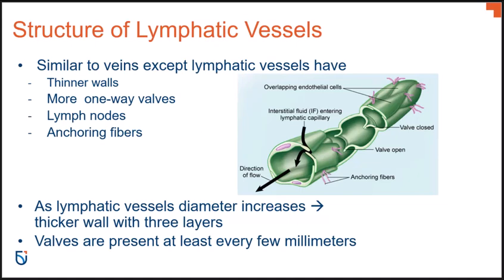Now, as lymph flows from the thin-walled capillaries to larger vessels or into lymphatic vessels, they have a larger diameter. So as we move from capillaries to vessels within the lymphatic system, the diameter increases and the walls become thicker, and they exhibit what's called 3 coats or 3 layers, just for more support. And valves are going to be present every few millimeters, so found really all throughout the lymphatic system.